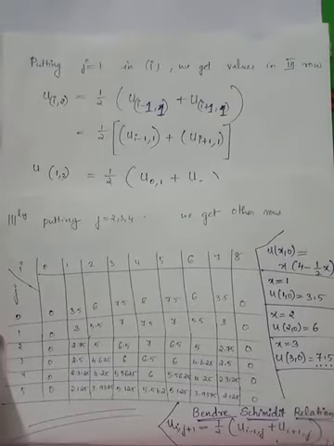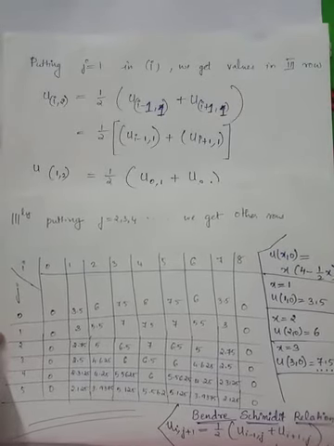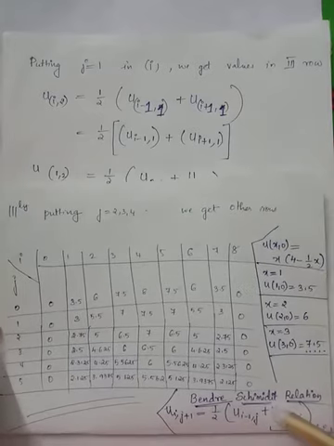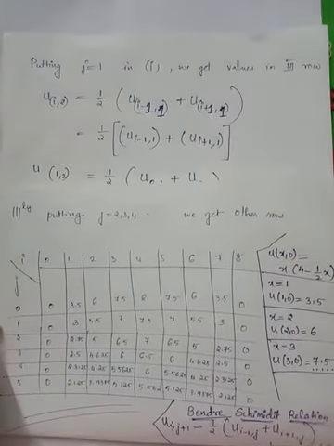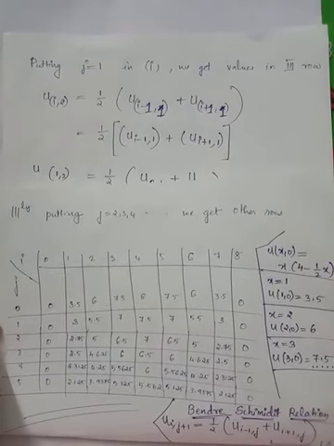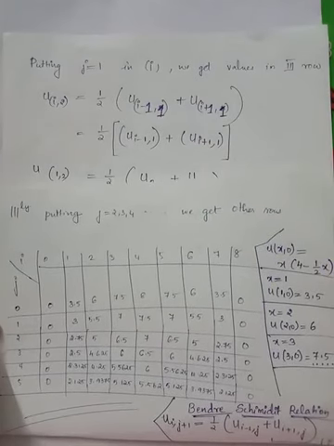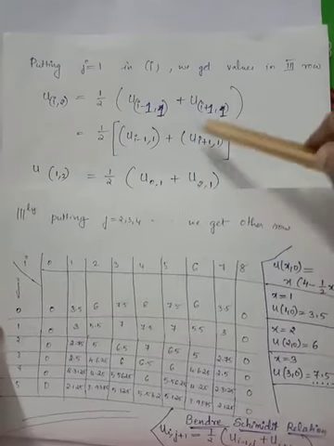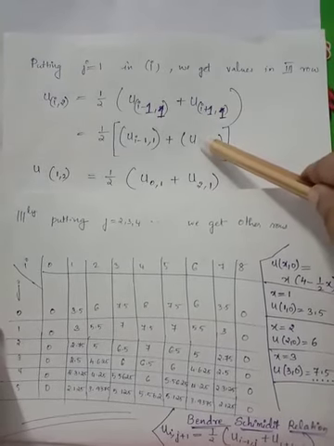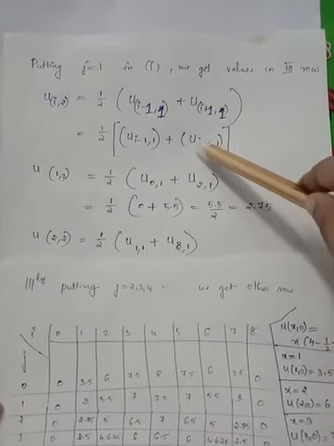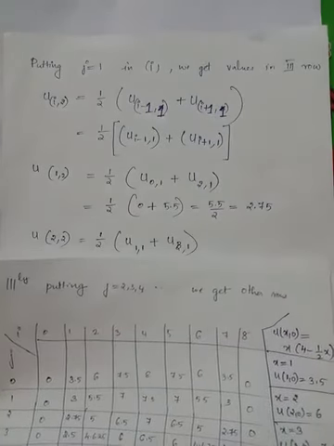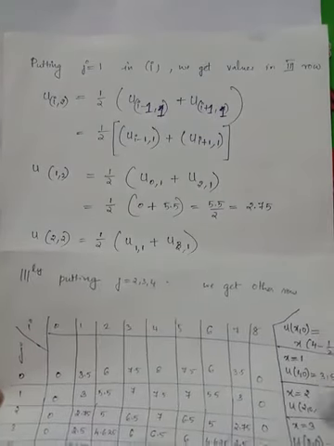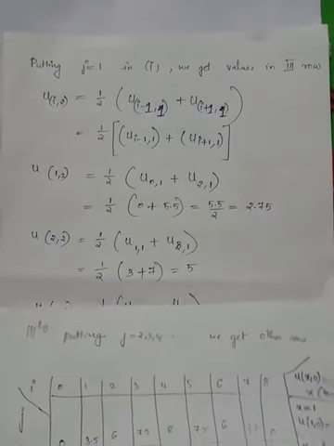To find out the values in the third row, we substitute j equal to 2 in the Bender-Schmidt relation, and you get the standard relation as u(i,2) equal to half times u(i-1,1) plus u(i+1,1). So in this equation, you start substituting i equal to 1, i equal to 2, i equal to 3 to get the entries of row 3. So the calculation is just similar to the previous case.